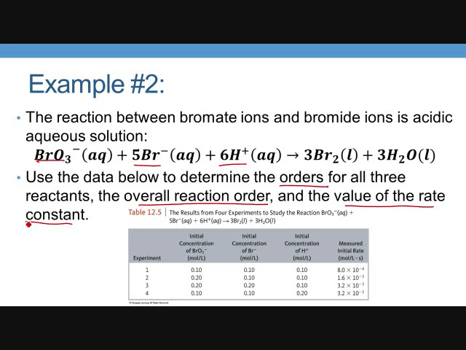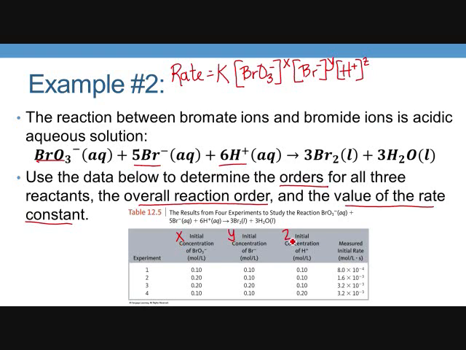Okay, so let's just write our generic rate law first. So rate is equal to K, our constant, times, and then this is where we throw in all of our reactants. So we have the bromate ion raised to a power, I'm just going to go X, times the concentration of the bromide ion raised to Y, times H plus raised to the Z. Okay, so we need to solve for X, Y, and Z. And just to help ourselves, I labeled X for this one, Y for this one, and Z for that one.